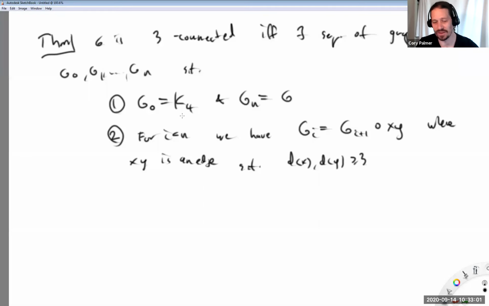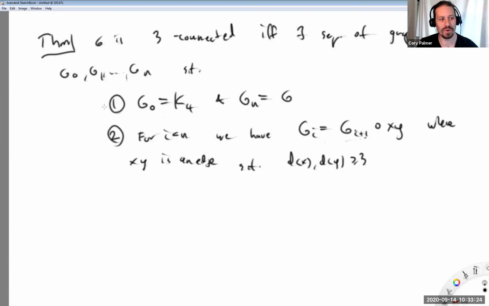The reverse is less clear. The reverse is if I give you this sequence starting with G0 and ending with Gn, and I tell you that each next graph comes from undoing a contraction, so I just relate these two graphs directly. And I know that at each step I had this property, that the two endpoints had degree at least 3. Then that actually means that G was 3-connected.